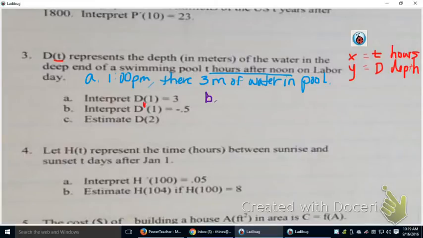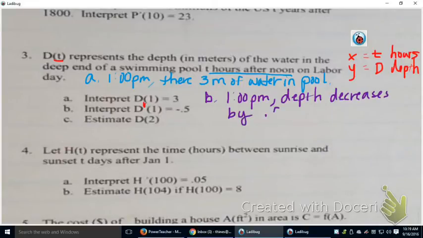Alright, the B part. I still start off with whatever's in parentheses. So at 1 p.m., because it's a prime, it's something that's increasing or decreasing. I see it's negative 0.5, so something is decreasing. So that means that the Y, which is the depth, is decreasing by 0.5. The units of depth is meters, so it's meters per whatever the units of X are, which is hours. So at 1 o'clock, the depth is decreasing by 0.5 meters per hour.